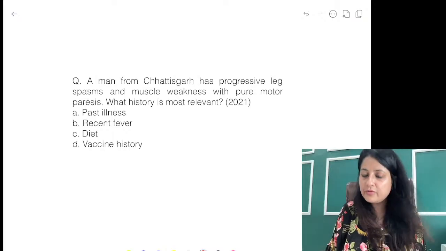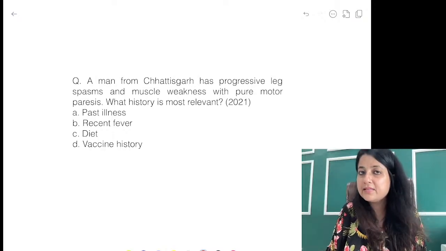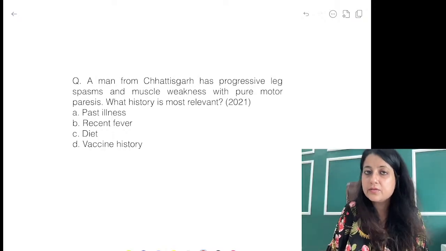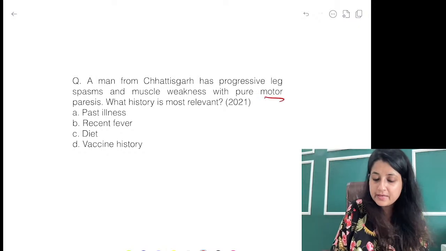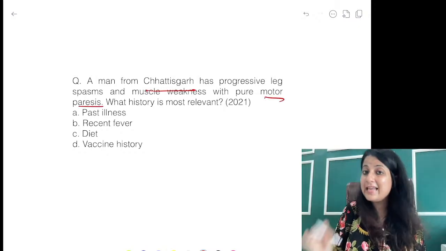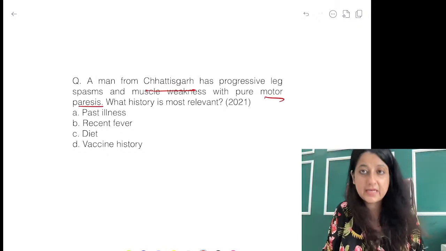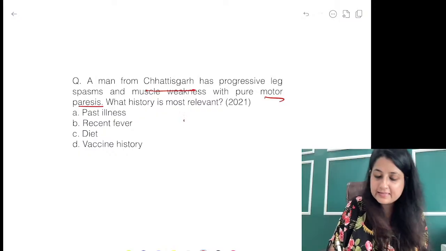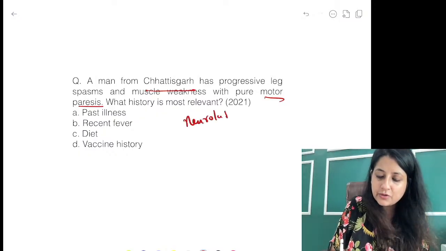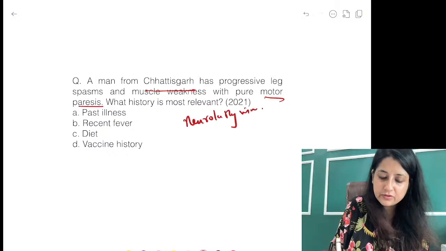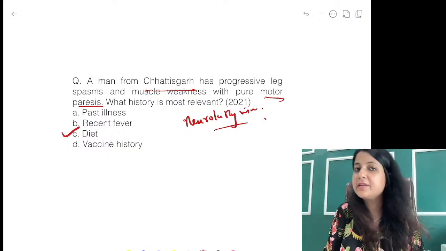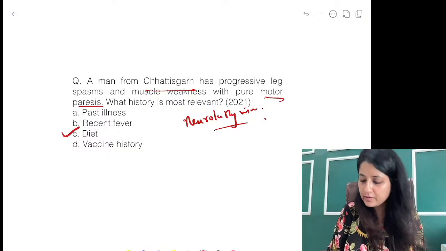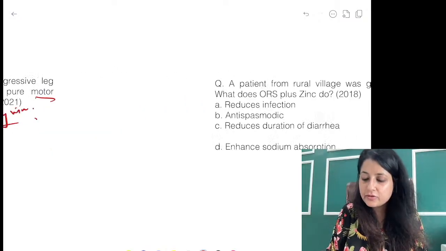Okay, a man from Chhattisgarh, progressive leg spasms and muscle weakness, pure motor paralysis. Chhattisgarh, leg spasms, spastic paralysis. So what is this, guys? The man has suffered from neurolathyrism. So whatever history am I going to take? The dietary history. ठीक है? Okay, let's go to the next one, guys.